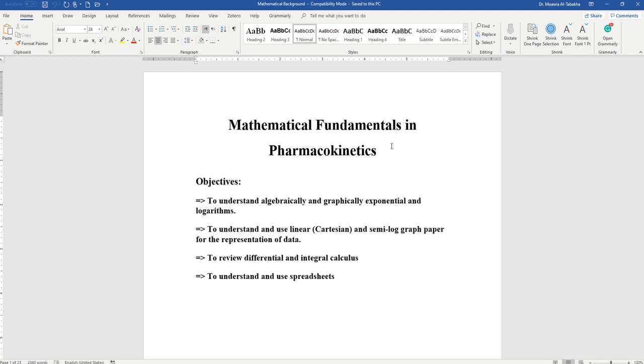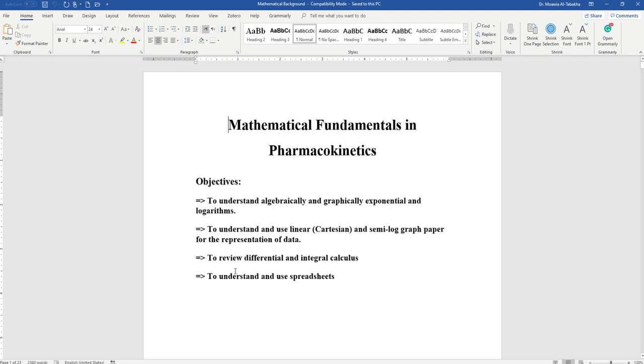This is our first topic, and in our first topic we are going to revise some fundamental mathematics for pharmacokinetics. It will be very useful. It will make it easier for you to comprehend what we will be talking about in later topics. You should be familiar with algebra and graphical presentation of data, whether exponential or logarithm. You will learn also about the Cartesian graph paper or the linear graph paper, or also we call it rectangular graph paper, as well as the Semilog graph paper, which might be new to you.